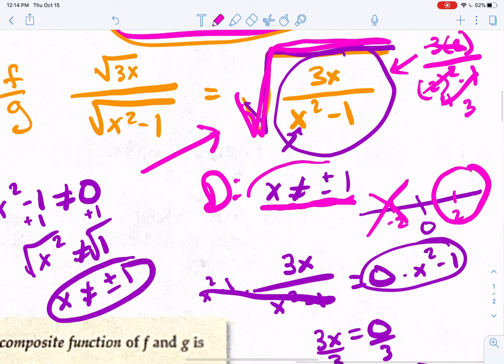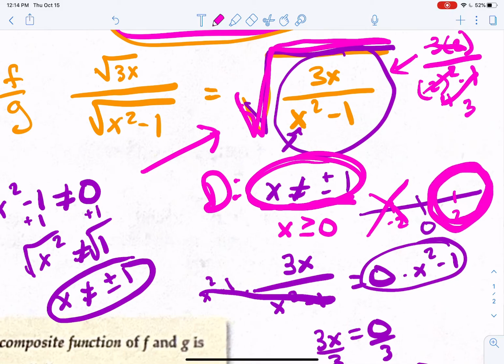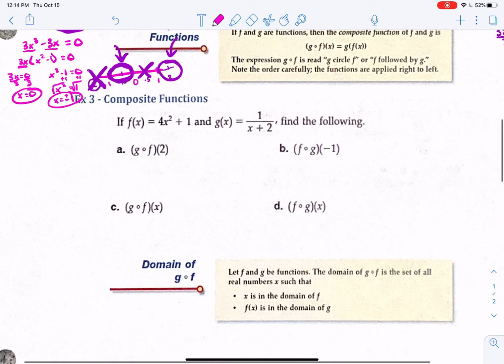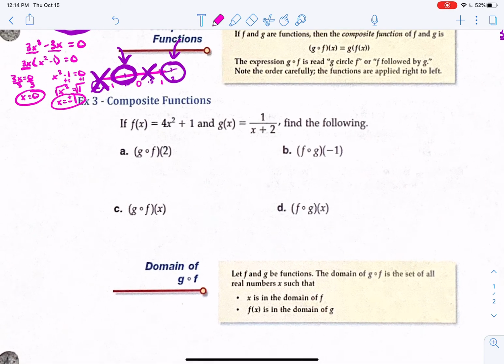So in addition to x not being able to be +1 or -1, we also say that x has to be greater than or equal to 0, because numbers that are greater than or equal to 0 are the only ones I can plug in to get a positive number inside of the square root. Okay, so just a couple more things that we're going to go through down here. These go a lot faster. These are composite functions. These are plugging one function into the other.